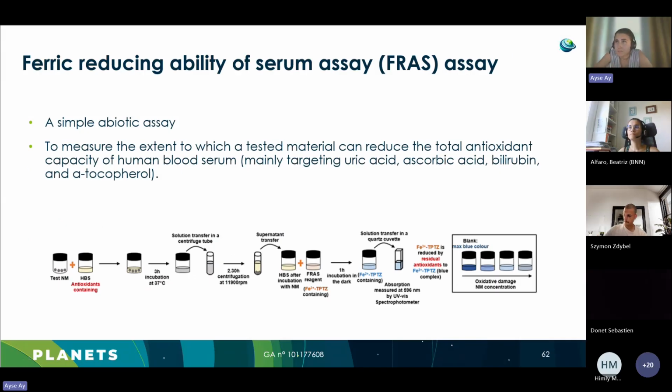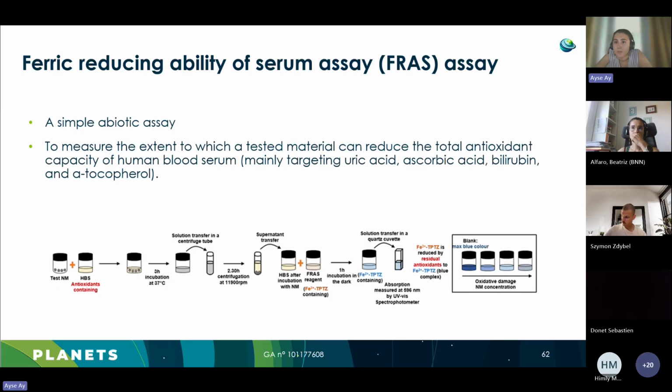This was the ferric reducing ability of serum assay, the FRAS assay. It is a simple abiotic method that is used to quantify or estimate the oxidative damage potential of the tested material. This is mostly applicable to nanomaterials, by the way.